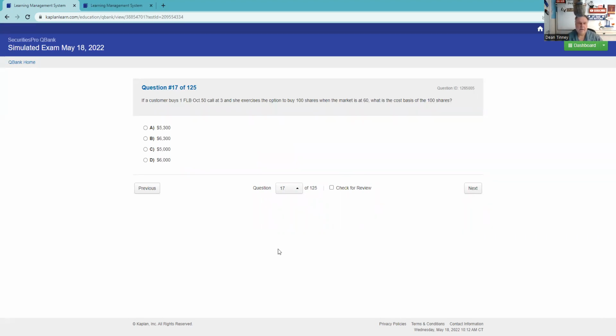A customer buys one FLB October 50 call at 3, and she exercises the option to buy 100 shares when the market is 60. For the most part, cost base follows break even. There are exceptions to that.